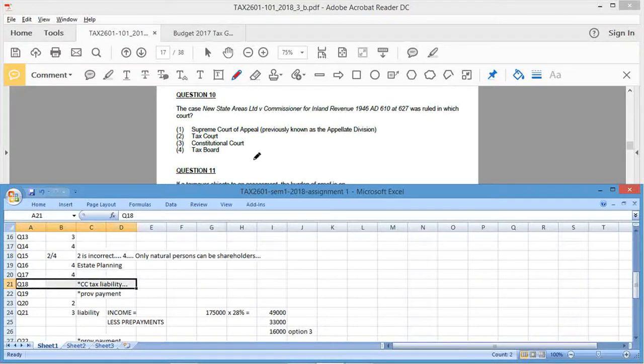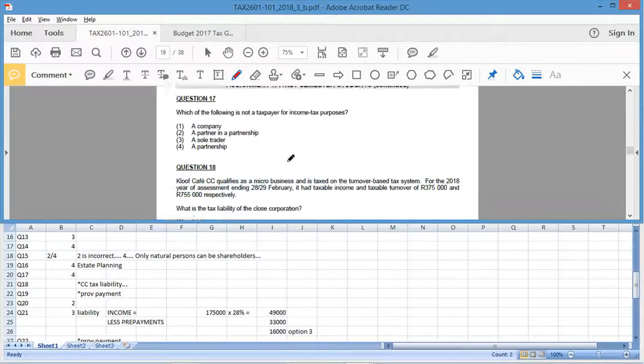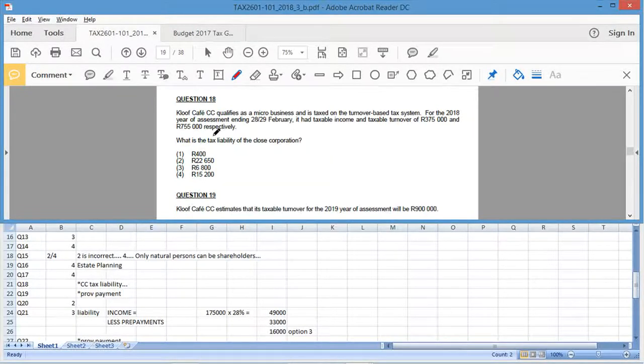Okay, then we answer the rest of the questions here. 18 is the CC tax liability, so let's go to that one. There's 18. Kloof Cafe CC qualifies as a microbusiness and is taxed on the turnover-based tax system for the 2018 year of assessment, ending that in a taxable income and taxable turnover of that and that. What is the tax liability of the CC?